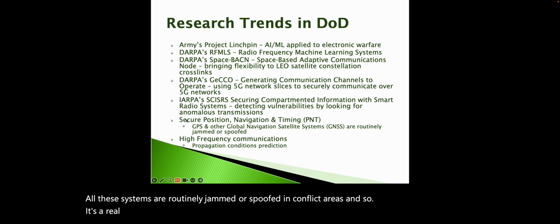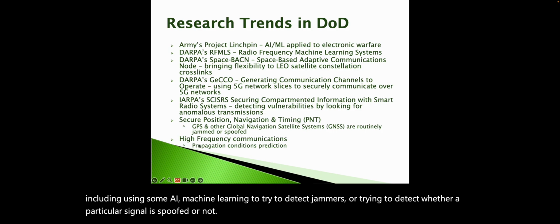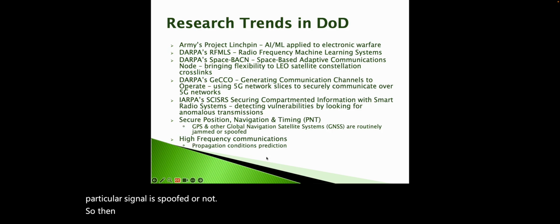So there's a lot of efforts aimed at securing this approach, including using some AI machine learning to try to detect jammers or trying to detect whether a particular signal is spoofed or not. So then actually, high frequency communications goes way back.